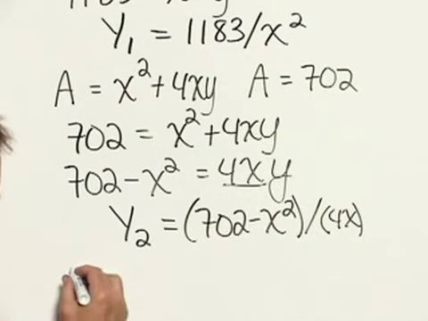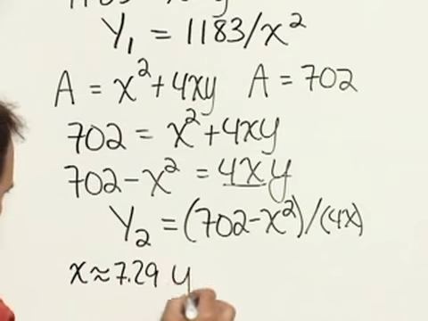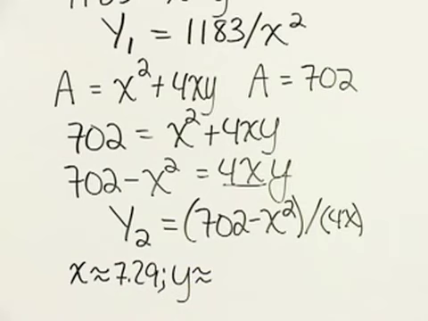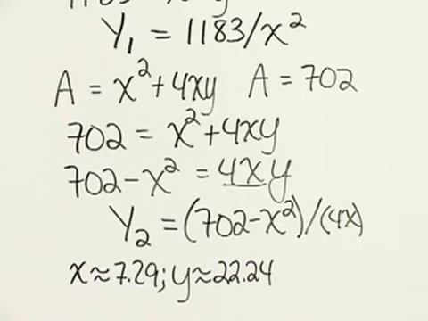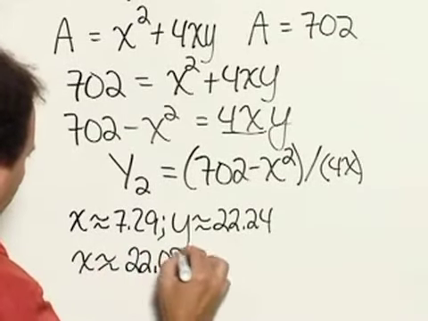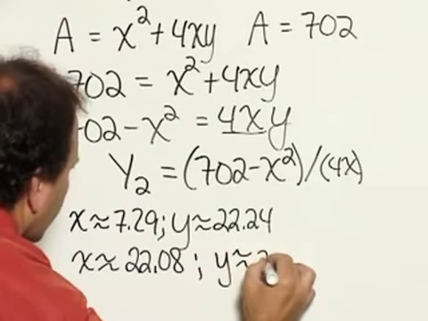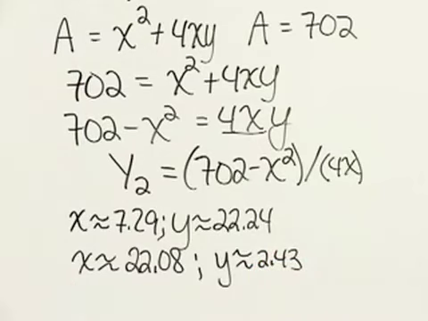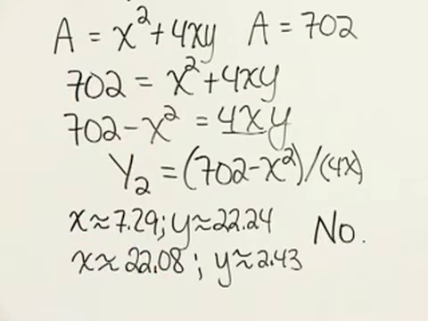We have one set of solutions, which is x is approximately 7.29 and y is approximately equal to 22.24. The other solution, the other point of intersection, was x is approximately equal to 22.08, and the y value is approximately equal to 2.43. Now they ask us, is our solution unique? Well, you can see that we've come up with two possible solutions, so no, it is not a unique solution.